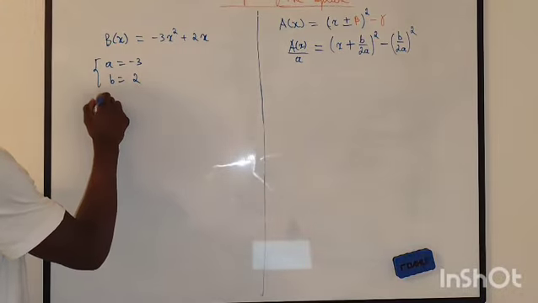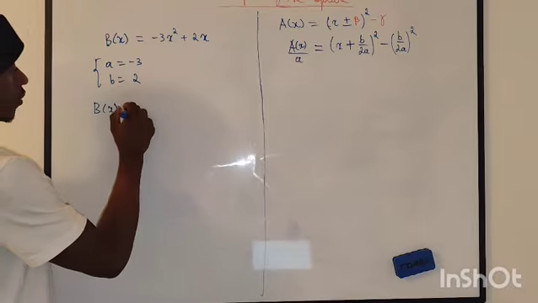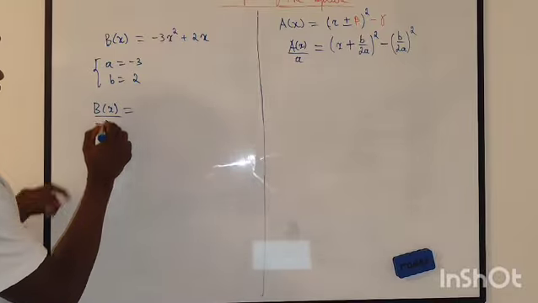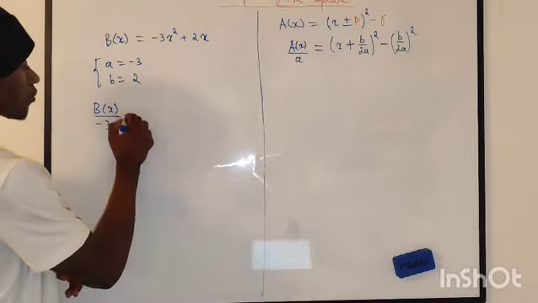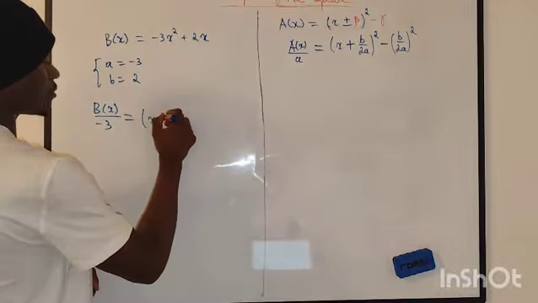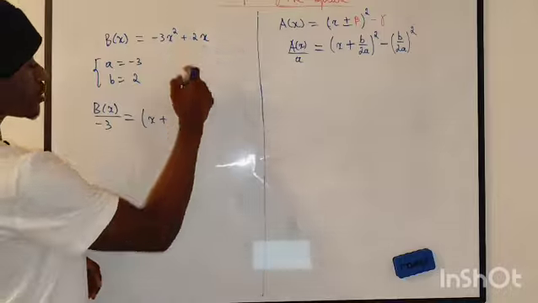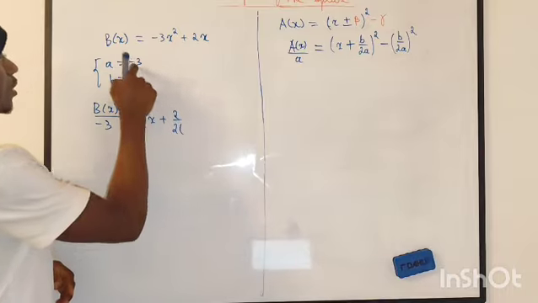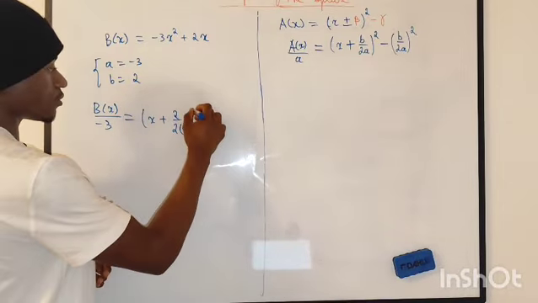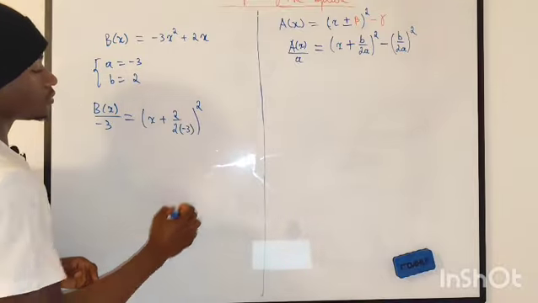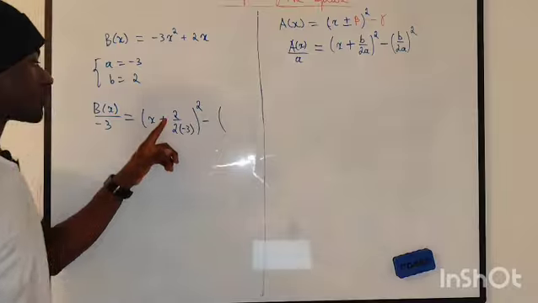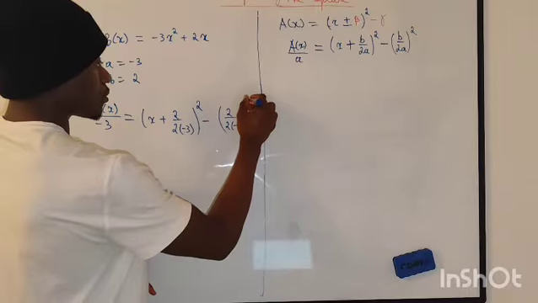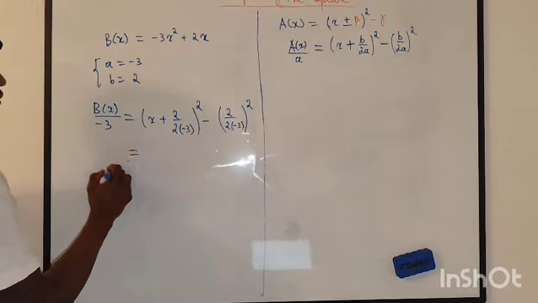So that means we have bx equals to bx over a, really important. A stays here for -3. Bx over a equals to x plus b. B is 2 over 2a, 2 times a. A is -3. We just replace and then square, minus the same thing, 2 over 2 times -3 square.